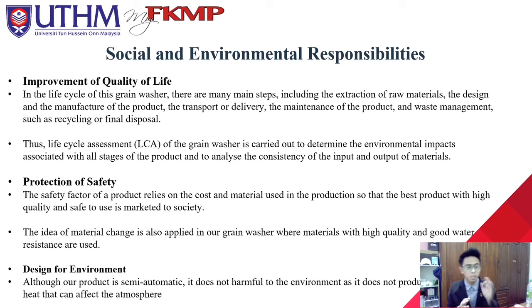The next point is protection of safety. The safety factor of a product relies on the cost and material used in the production so that the best product with high quality and safe to use is marketed to society. For example, the idea of material change is also applied in our grain washer where material with high quality and good water resistance are used. The last point is design for environment. Although our product is semi-automatic, it is not harmful to the environment as it does not produce any smoke or heat that can affect the atmosphere.